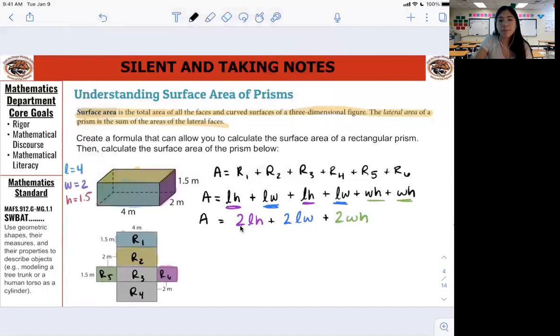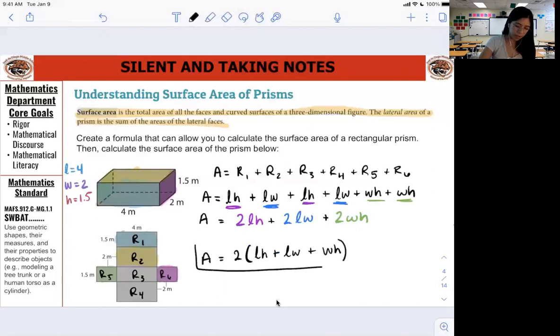Because now I have one last step. What can I factor out of all 3 terms? What can I factor out? What do all 3 of these have in common? The 2. So I'm just going to factor that out. And now I have LH, LW, and WH. And that is my formula for surface area.